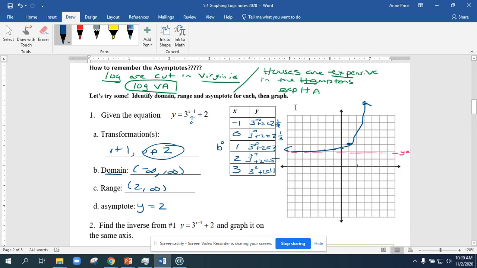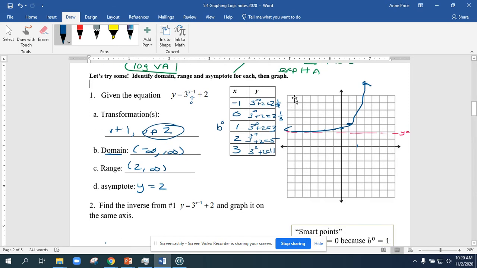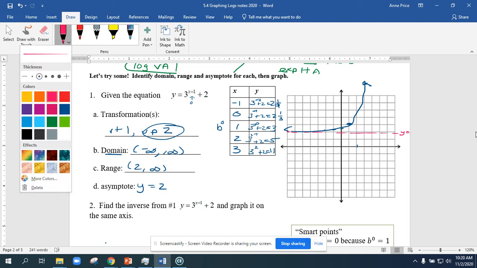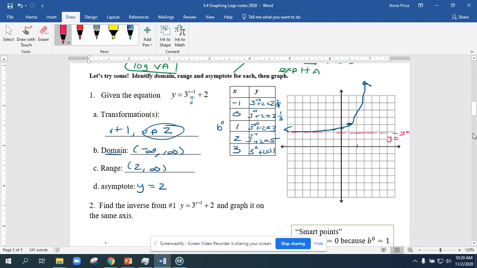If you want to remember that exponential functions, which is what this is, have horizontal asymptotes. So if it's shifted up 2, the vertical shift up 2 is going to affect that graph. Okay. All right. Then let's go ahead and find the inverse. Hopefully that wasn't too bad for you.